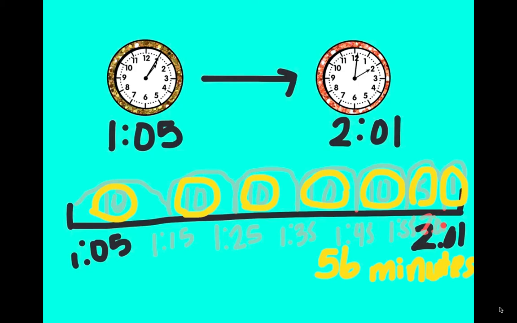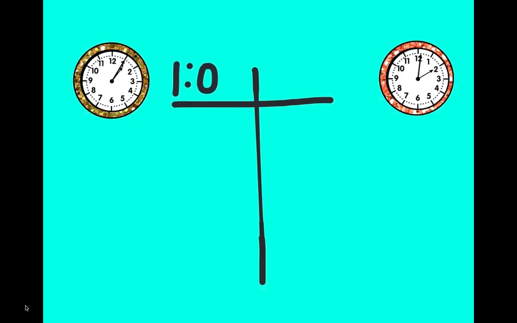Okay? Now, another way that I can do this is I can create a T-chart. And I can use that T-chart to figure out the same amount of information. So let me show you. Here's what I'm going to do. I'm going to make a T-chart in the center of my screen. And here, I'm going to write my start time, which is 1:05, and my end time, which is 2:01.